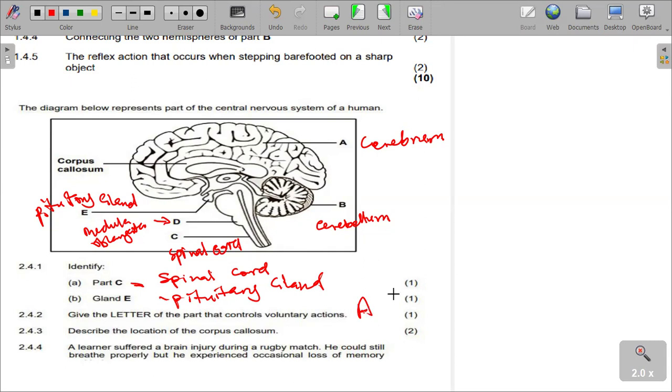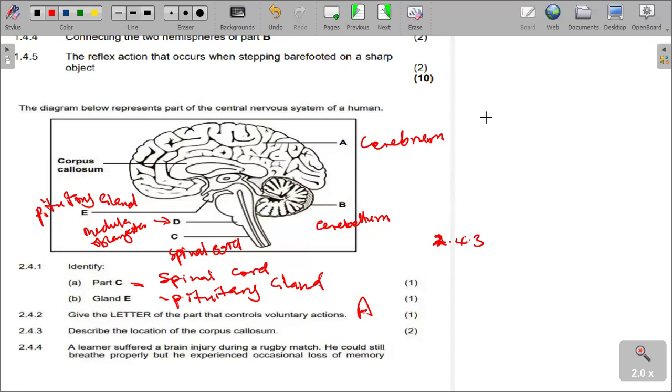Describe the location of the corpus callosum. What is the location? 2.4.3, describe the location of the corpus callosum. In other words, where is the corpus callosum found? We need to understand, as I've described before, that it is found between the two hemispheres of the cerebrum.